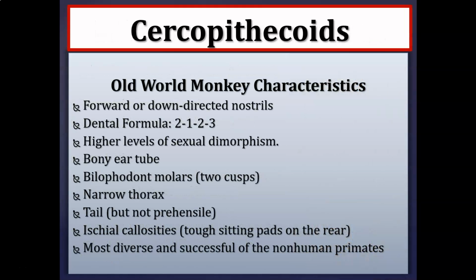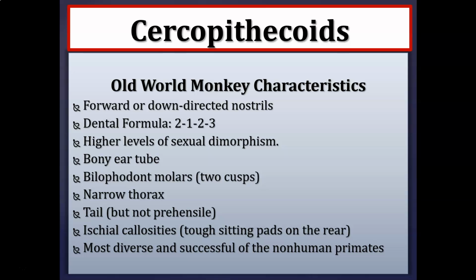All right, let's talk about the physical characteristics that will define the Cercopithecoids. So all haplorhines will have postorbital closure, meaning there's bony material completely protecting their eye sockets or orbits, and they have anterior-facing orbits, forward-facing eyes. They have forward or down-directed nostrils. Their dental formula is a little bit different than the platyrrhines. They have one less premolar.